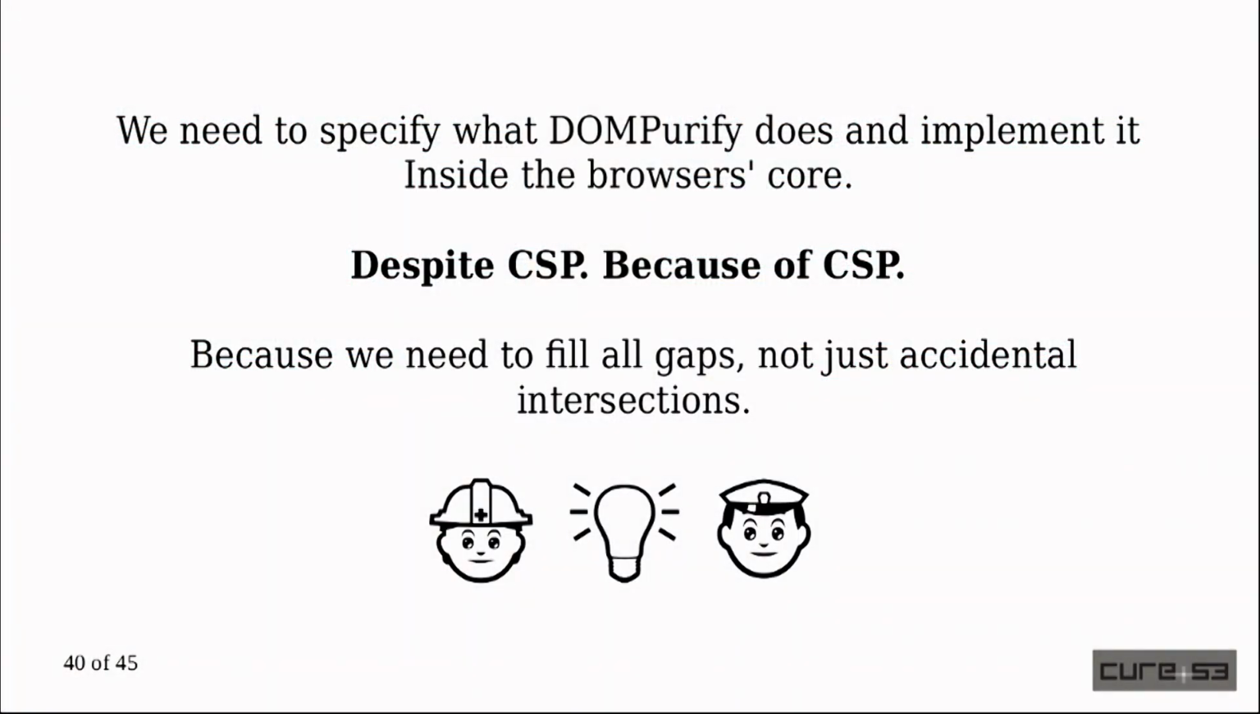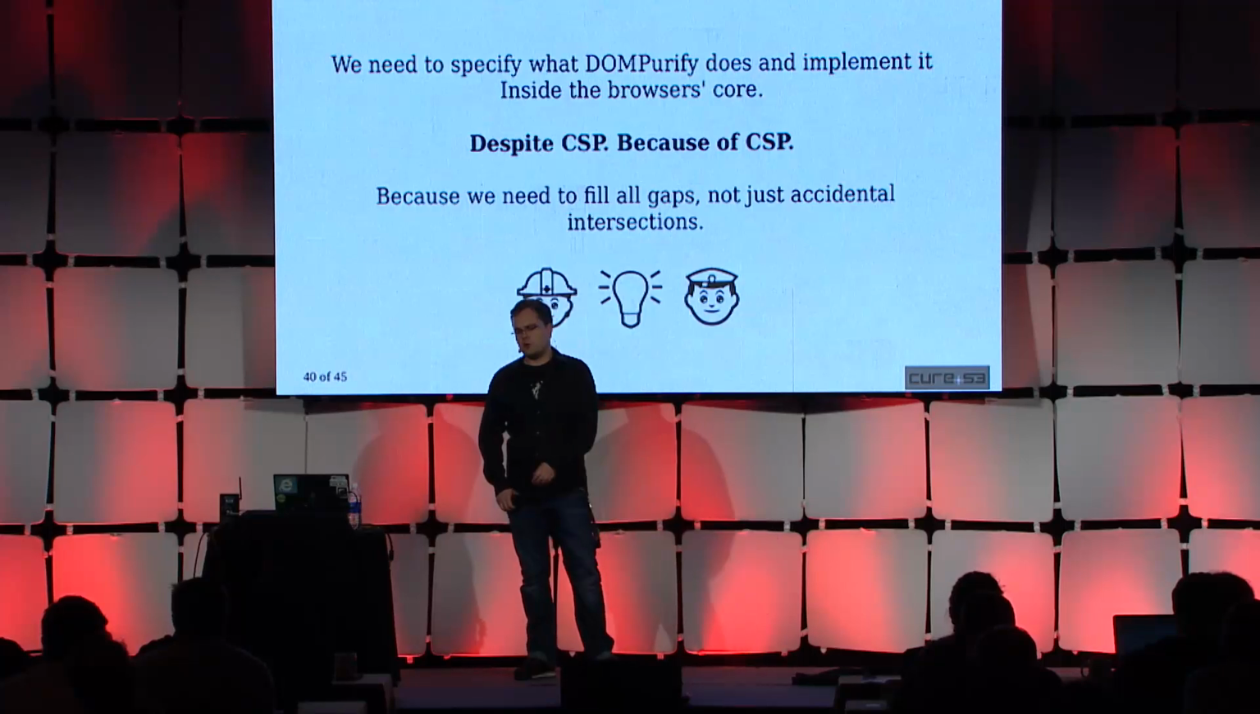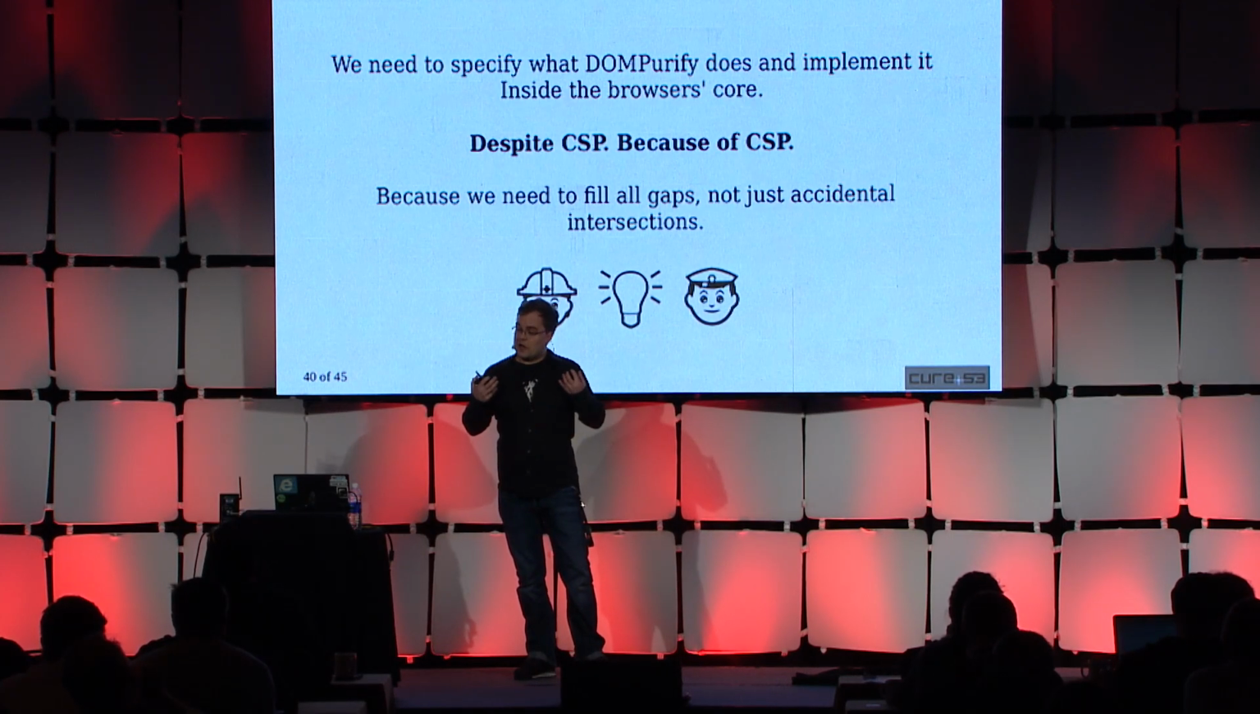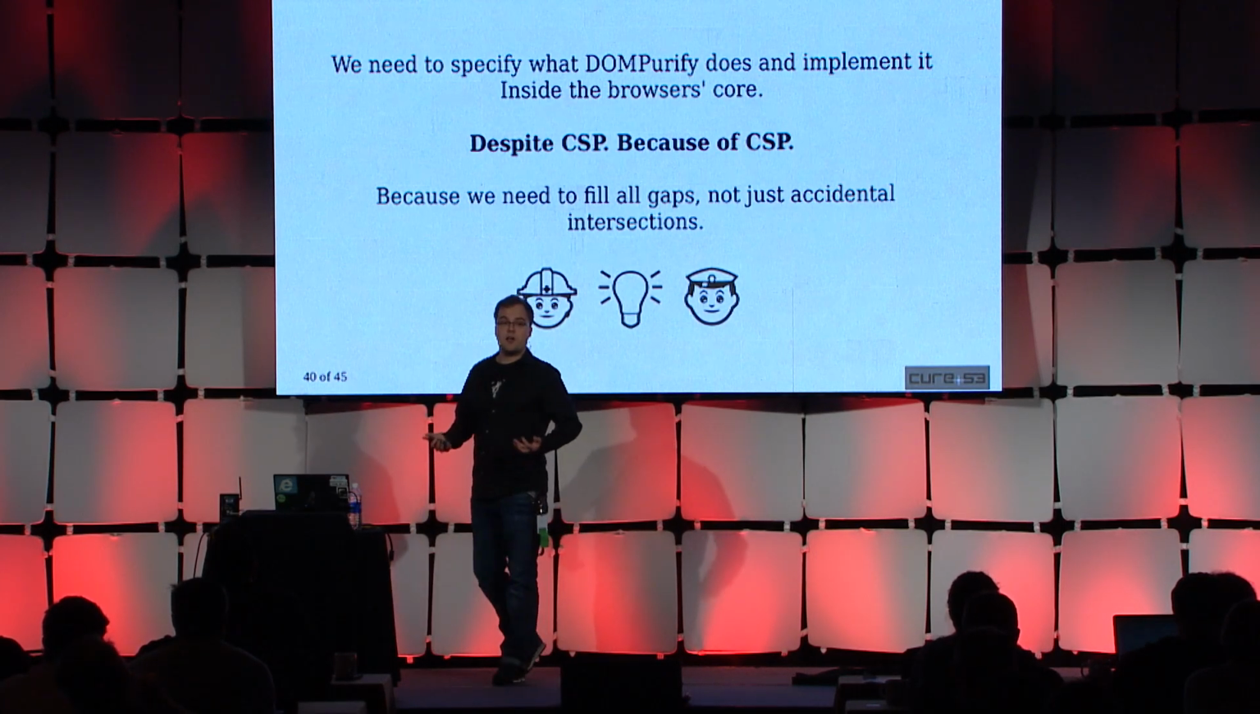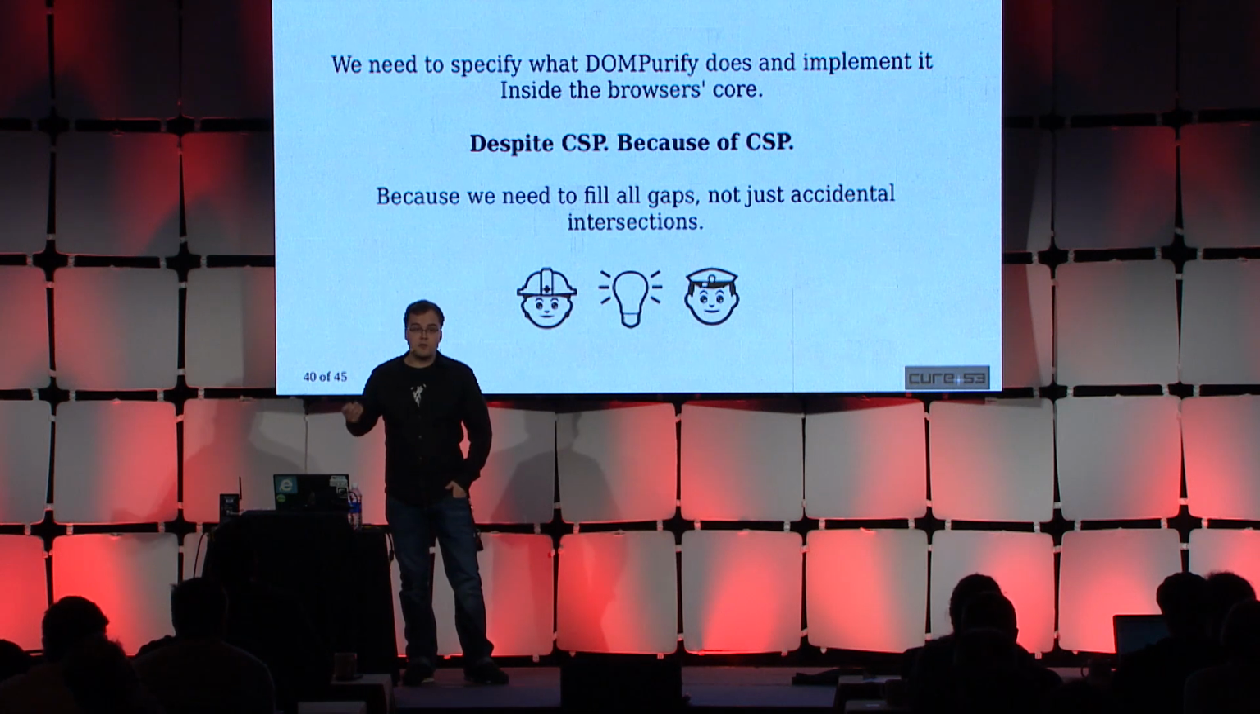We need DOMPurify or something like DOMPurify inside the browser core, despite CSP, because CSP doesn't fix the problem. Rather the contrary. It makes sometimes things a bit worse, sometimes a bit better. So we need something that is covering up for that. We need to fill those gaps. We cannot rely anymore on these accidental intersections of existing protective technologies. We have to have something that is covering that particular use case, because that is getting more and more common. And that is good. That's a good thing that it's getting more common.